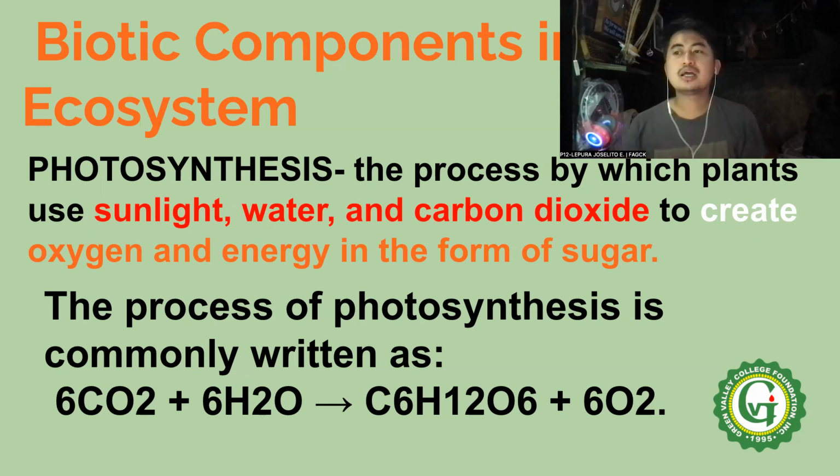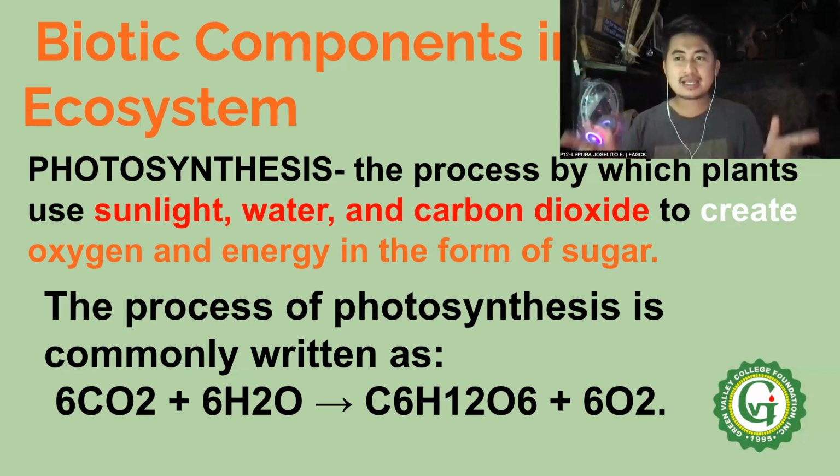Now, the process of photosynthesis is commonly written as 6 molecules of carbon dioxide plus 6 molecules of water equals starch, sugar, or glucose, as they call it, plus 6 molecules of oxygen. On the far left, the 6CO2 and the water are your reactants. Now, the product will give you starch. Here on the right, the C6H12O6 and the 6 molecules of oxygen are your byproduct.